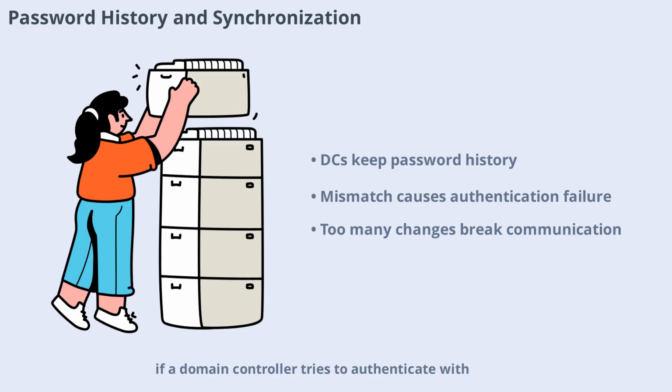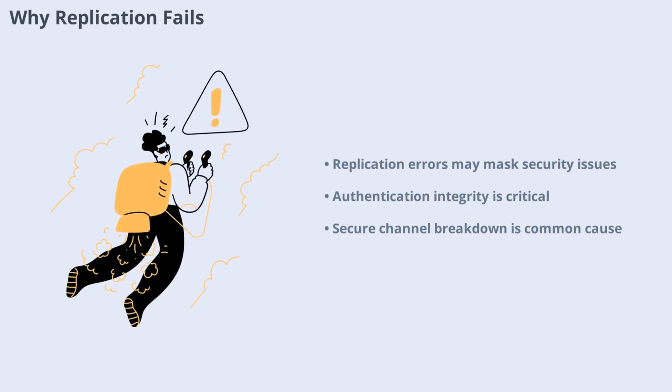However, if a domain controller tries to authenticate with a replication partner and their password versions don't match, authentication will fail. If the password sequence drifts beyond 2 generations, communication between the controllers breaks down entirely, leading to replication failures. Replication failures between domains often appear as network or connectivity errors. However, the real culprit is frequently a breakdown in security integrity. If the secure channel is compromised, domain controllers cannot verify each other's identities, resulting in failed replication attempts. Understanding this root cause is essential for effective troubleshooting.